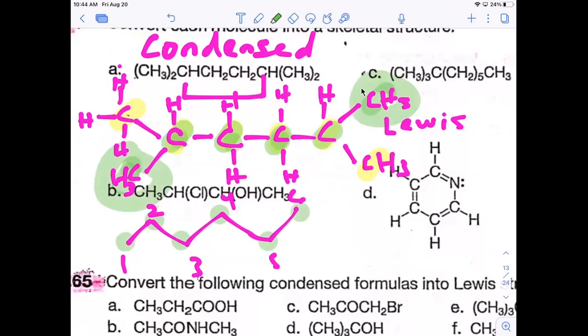All right. And then if you look back at the Lewis form, on that second carbon, there's another CH3. So I need to write that in, right here. And it's the same thing on carbon 5, which is on the other end. I need to write in another CH3.